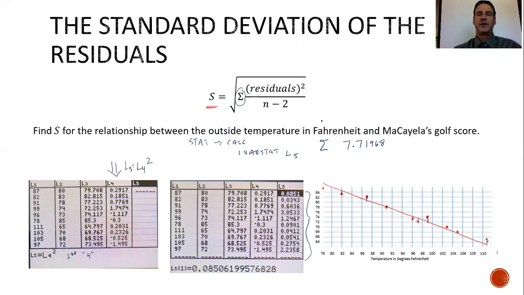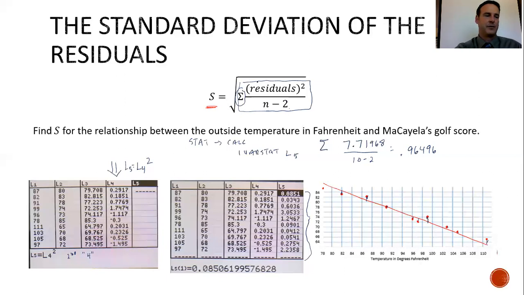All right, and then we've got two steps left. We have to divide by n minus 2. There are 10 coordinates, so 10 minus 2 is, in this case, 8. So we will divide by 8. Let me do that real quick. 7.71968 divided by 8 is 0.96496. And that's basically everything that you see in here.